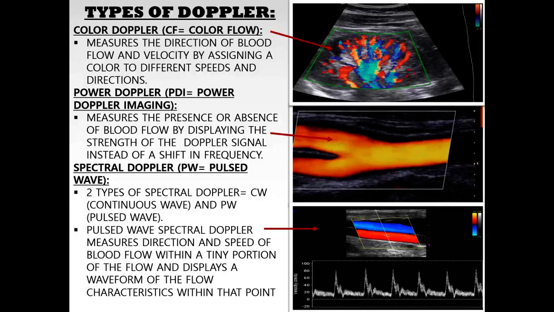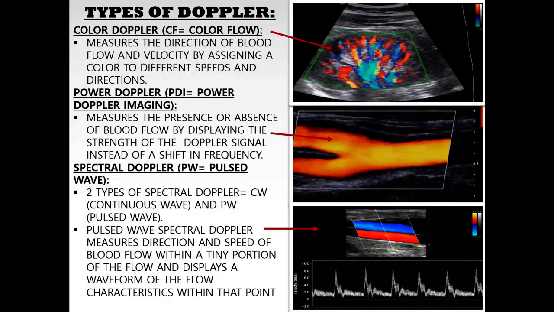Power Doppler is our most sensitive type of Doppler. And rather than measuring a difference in frequency or a frequency shift, power Doppler measures the strength of the Doppler signal rather than a shift in frequency. So it lets us pick up little tiny amounts of blood flow and slow flow.